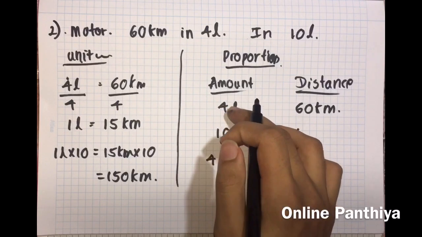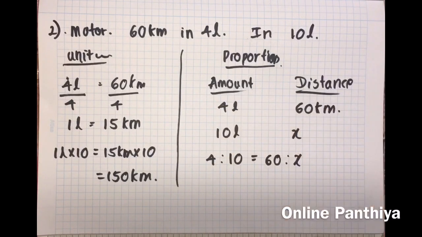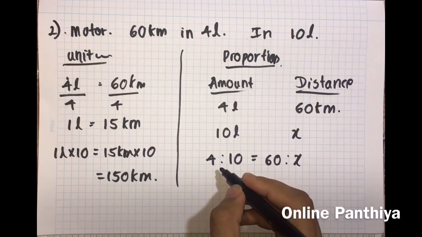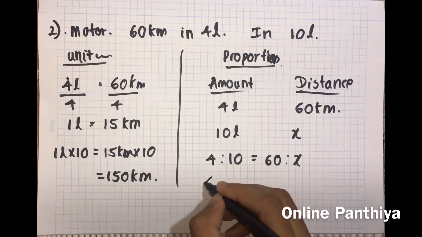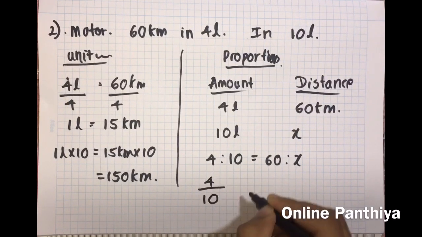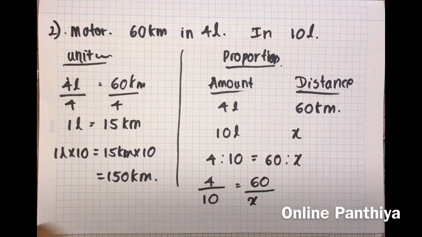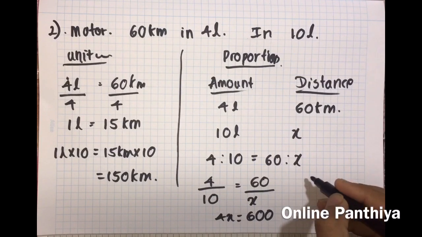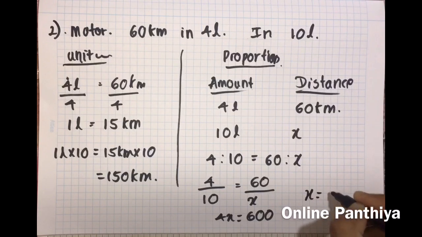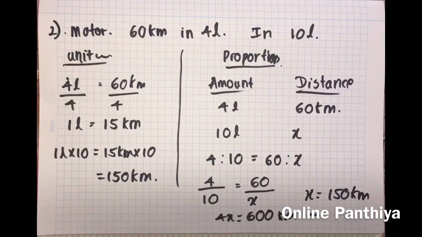Right, just write. Now since you wrote 4 here, write 60 first. Now how do you solve this? Since this is in ratio, you change it into fraction, 60/x. Now how do you solve? Yes, make x the subject. Therefore you have 4x is equal to 600. So how do you make x the subject? Divide both sides by 4. That is going to give you x is equal to 150 kilometers. So was this part clear?